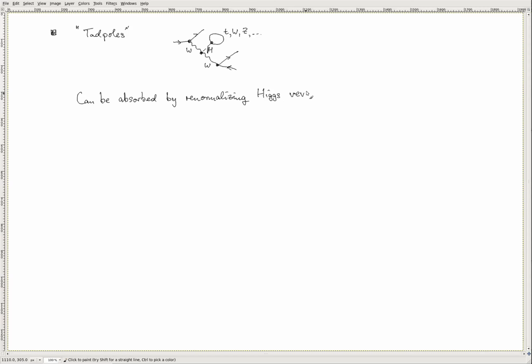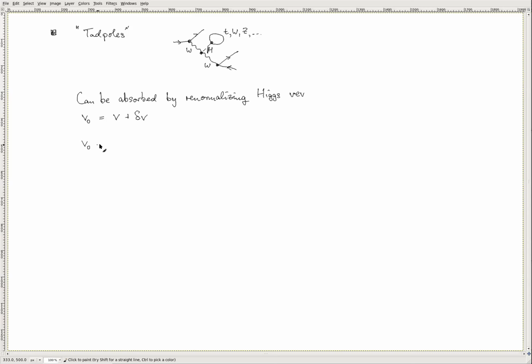Now, I mentioned earlier, we can relate the Higgs VEV to the couplings and the masses in the standard model. But we don't really need to use that relation because the Higgs VEV by itself is not observable. So in principle, we can renormalize it whichever way we want to. So I can basically write down a relation between a tree-level VEV and a renormalized VEV plus some counterterm, which I call delta V. And I can fix this delta V however I want to. It will not affect any physical observable.